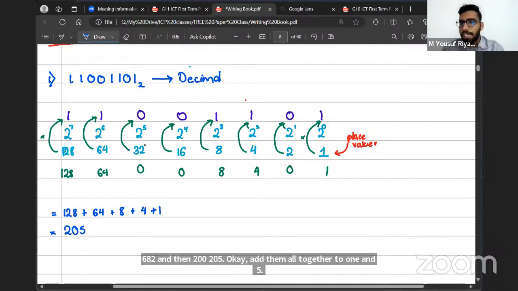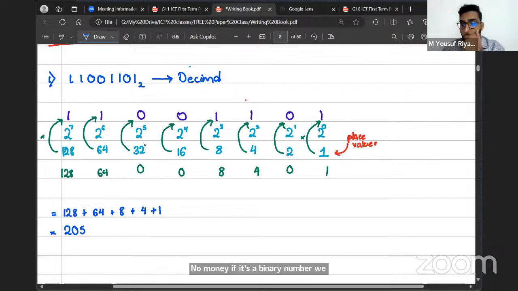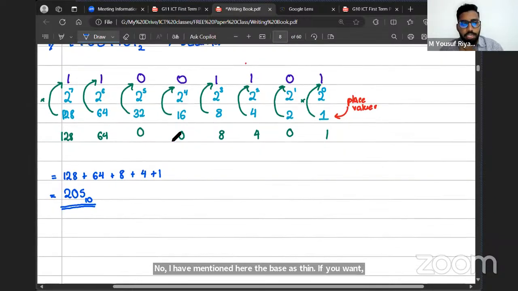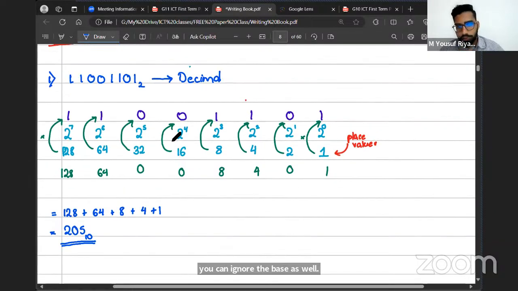Normally, if it's a binary number, we mention the base as 2. For an octal number, we mention the base as 8. Hexadecimal, 16. In decimal, if you want, you can mention the base 10. Only in decimal do you have the privilege that, if you want, you can even ignore the base. Now, I have mentioned here the base as 10. If you want, you can ignore the base as well. Anyways, tell me, do all of you understand how I found the answer here as 205? Yes or no?